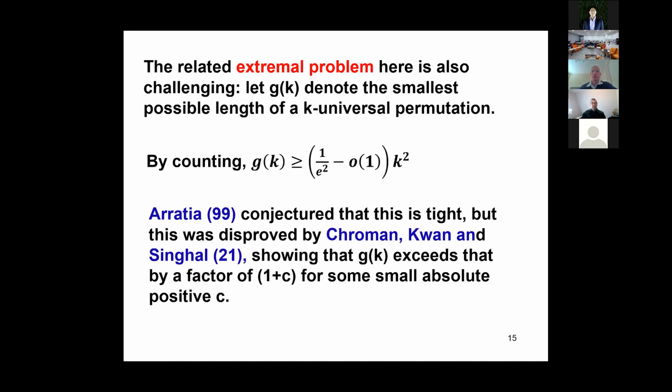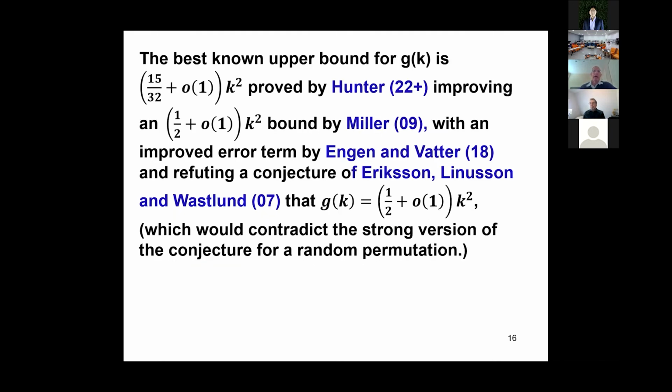It was disproved recently by Kroman, Kwan, and Singal. And they showed g of k is at least a little bit bigger than that. So it is 1 plus c times this counting lower bound, where c is some fixed small absolute constant. What about the upper bound?